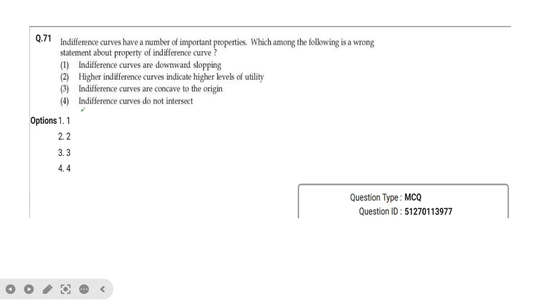Question number 71 is, indifference curves have a number of important properties, characteristics. Which among the following is a wrong statement about the property of indifference curve? Indifference curves are downward sloping. High indifference curves indicate higher levels of utility. Indifference curves are concave to the origin. Indifference curves do not intersect. So which is the wrong statement? Wrong statement पूछा है. So questions भी आप लोगों को ध्यान से पढ़ने हैं. So इसका ऑप्शन होगा ऑप्शन 3. Indifference curves are convex to the origin होना चाहिए था आंसर. ठीक है, ऑप्शन 3 is the right option.